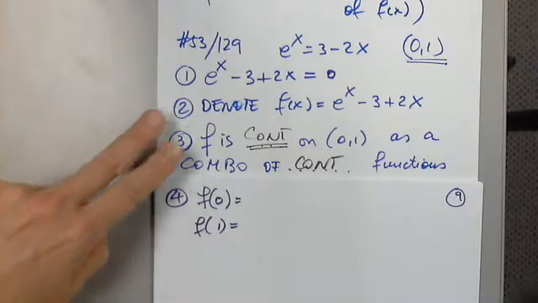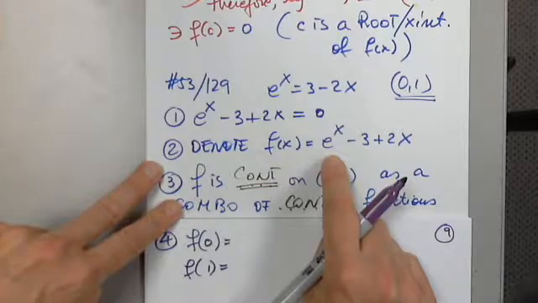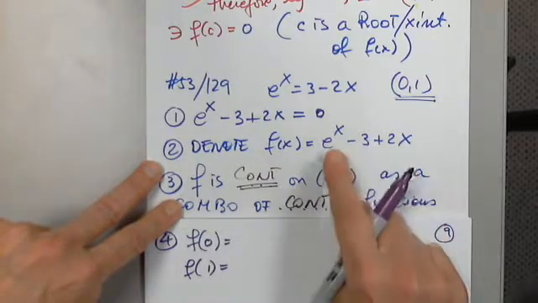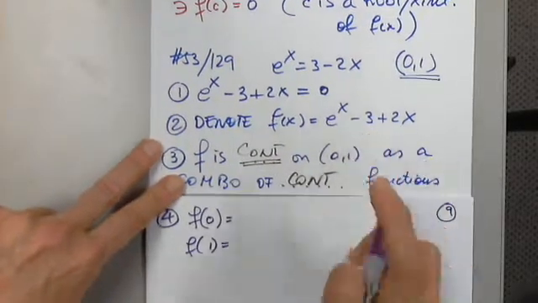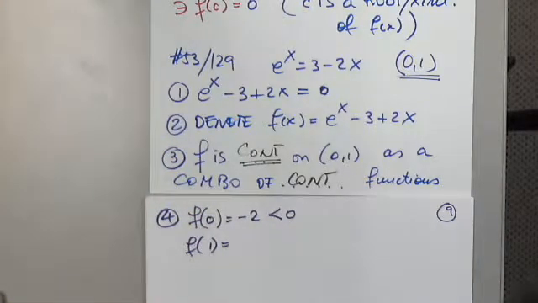Agreed? Good. So e to 0 is 1. 2 times 0 is 0. 1 minus 3 is negative 2. Now f of 1, if f of 1 is not what type of number? Right, if f of 1 is not positive, can I apply or I cannot apply IVT? I cannot. So let's check with f of 1.